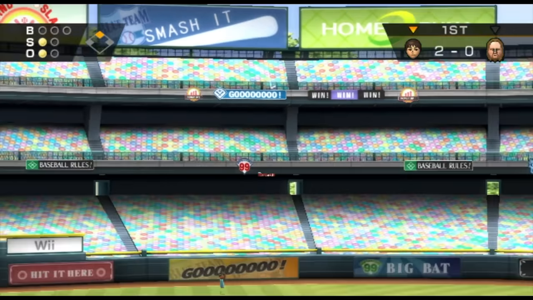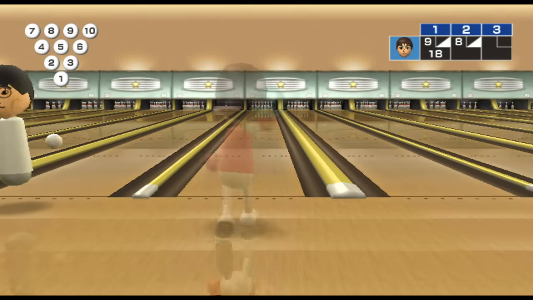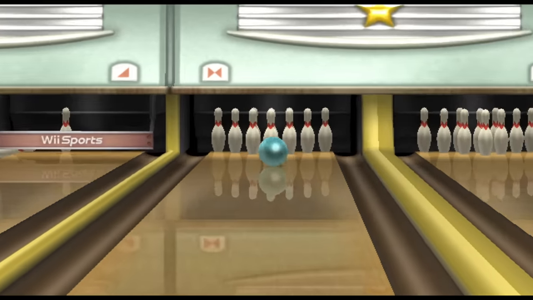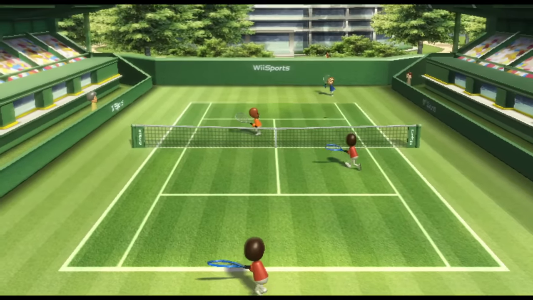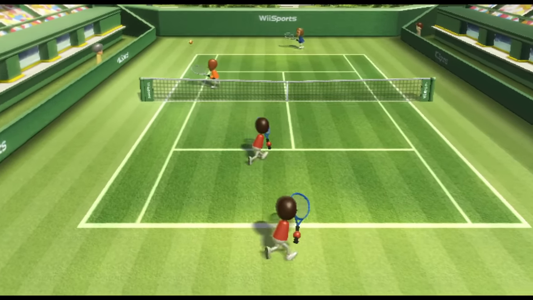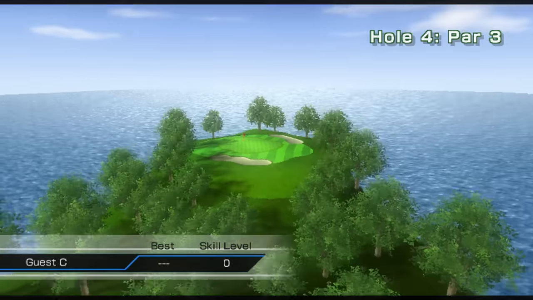Wii Sports is one of the most iconic and best-selling video games ever made. Since its release in 2006, over 82 million copies have been sold, multiple sequels have been created, it has provided countless hours of entertainment, and yet one question remains untested. Can an AI learn to play Wii Sports?